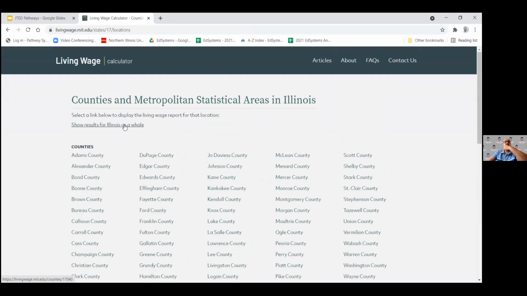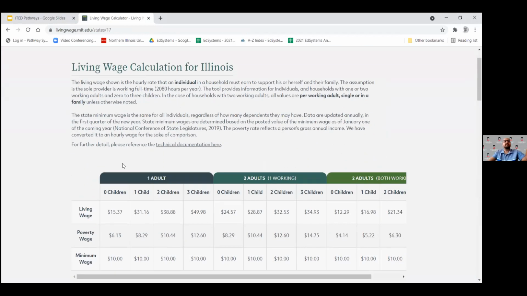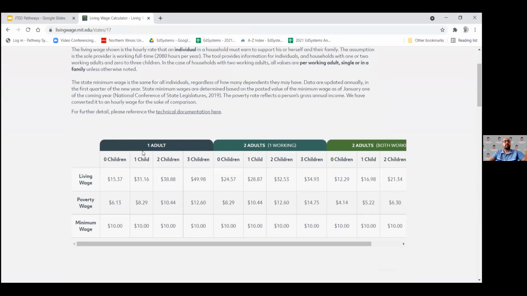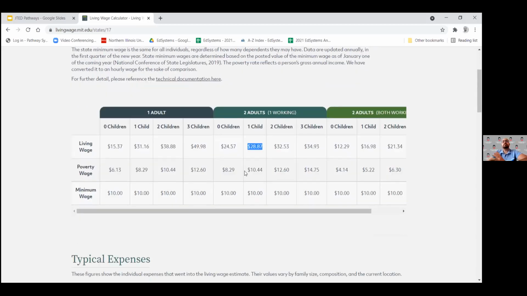I'm going to look at the results for the state as a whole for Illinois, and you'll see here what the living wage is. If you were one adult with no children, you need to be earning $15 an hour. But if you were 2 adults with 1 child, you would need to be earning $28 an hour to meet your living wage threshold. You see here this chart that's pretty helpful to look at. And then they also have the calculation for poverty wages. So if you have a job that places someone at a median salary of like $11 or $12 an hour, that's a poverty wage, and you should really think about whether that job training program is worth it.